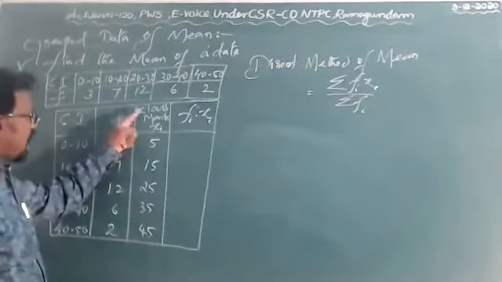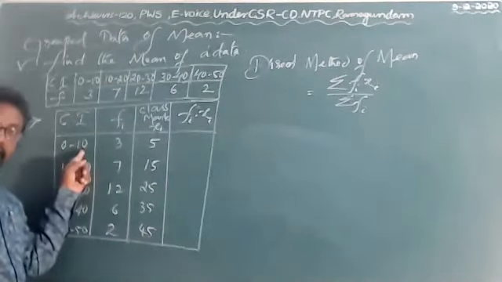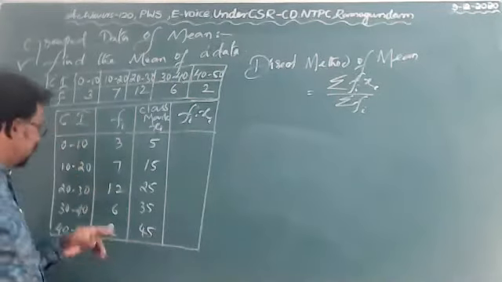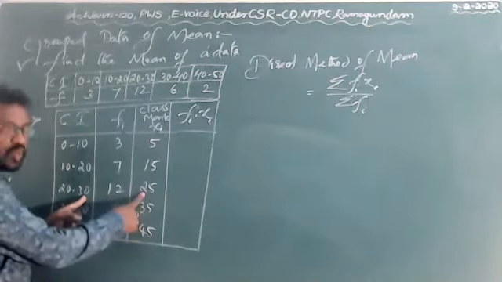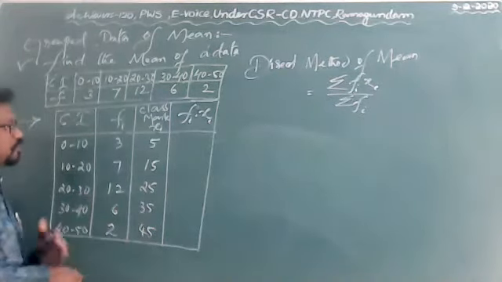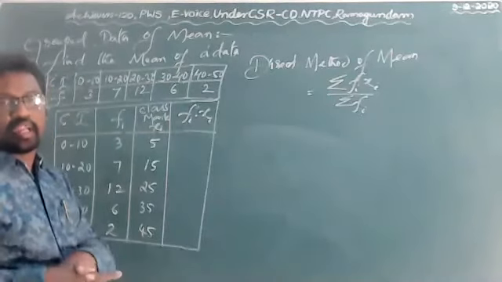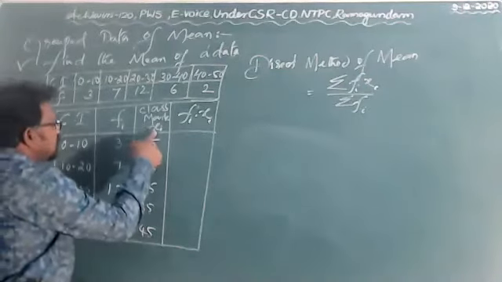Once again, class mark. How to find a class mark? It is the average of the class limits: 0 plus 10 by 2, that is 10 by 2, nothing but 5. Like 20 plus 30, 50; 50 by 2 is 25. Like that you will get this. And now here f into x. What is f? This is f. What is x? This is x.